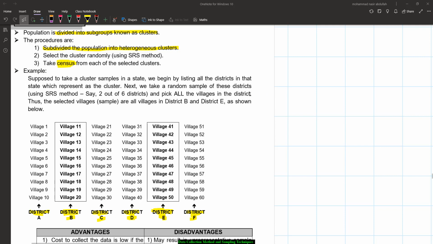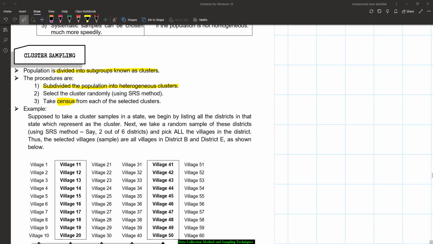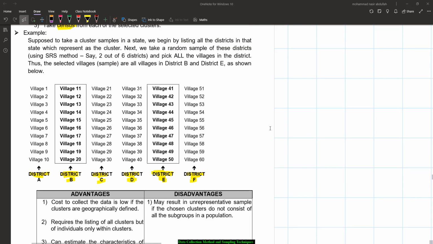So in each district, we have a lot of village. Contoh kan, ada 10 village. Let's say kita divide the population into subgroup known as cluster. In each cluster ni, dia mempunyai karakteristik yang berbeza. Right? Each cluster mempunyai karakteristik yang berbeza.